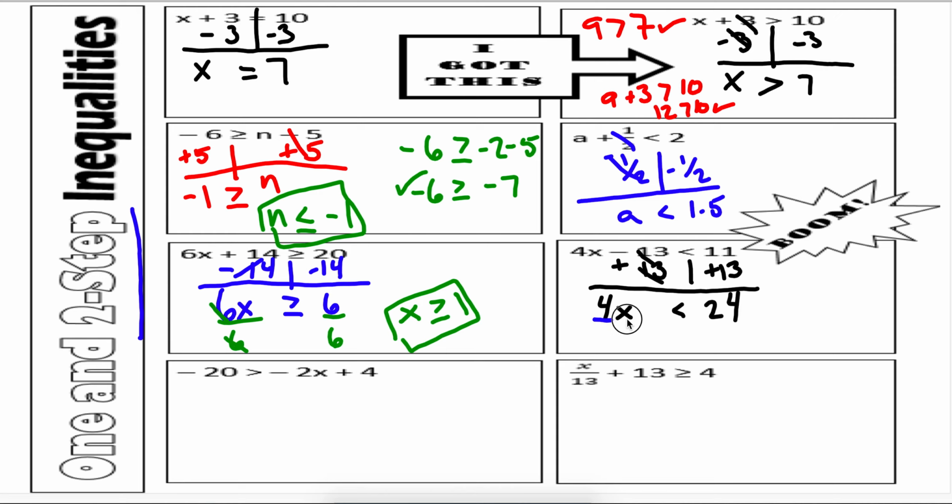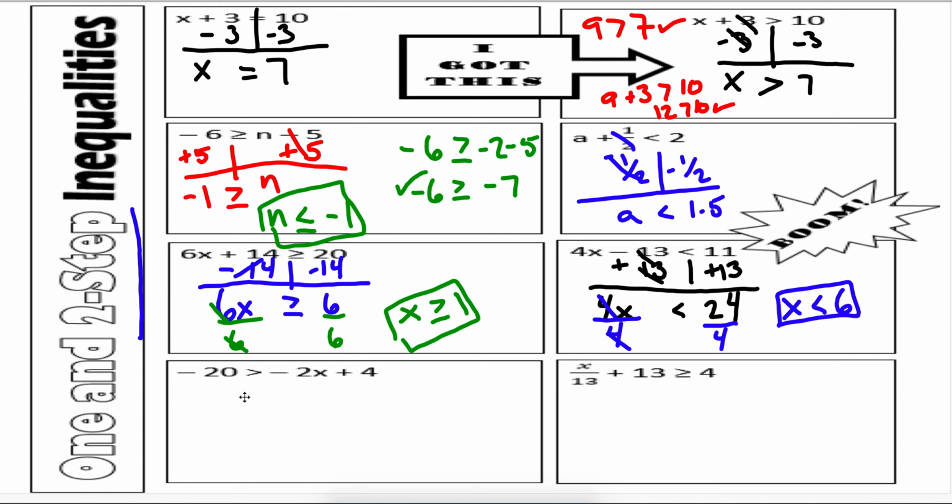Let's do the rest of this. Divide by 4, divide by 4, cancel, cancel. We're left with x is less than 24 divided by 4, which is 6. That makes it much easier than that 23 in there.